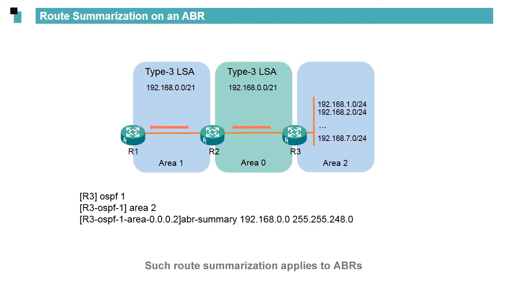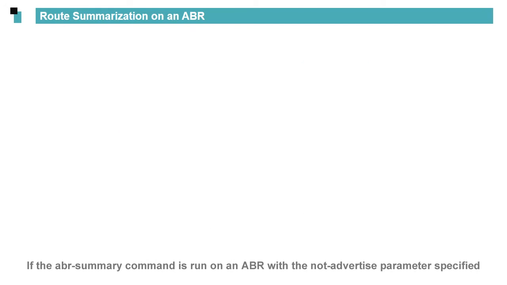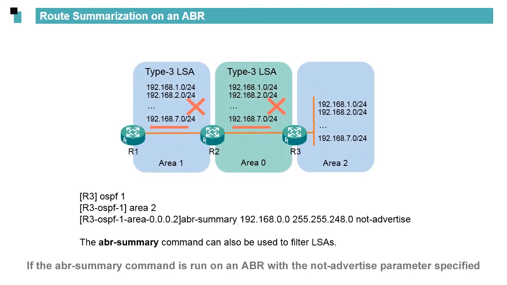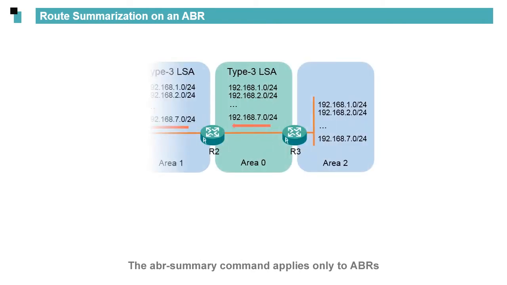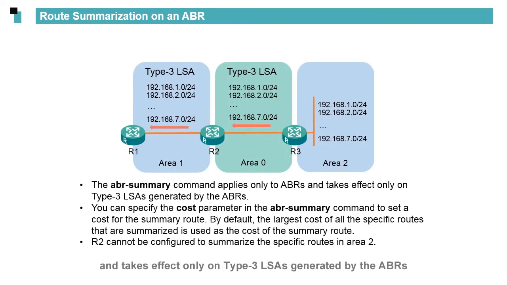Such route summarization applies to ABRs. If the ABR summary command is run on an ABR with the not advertised parameter specified, the ABR does not advertise the summary route or specific routes to OSPF. In this case, this command can be used to filter LSAs. The ABR summary command applies only to ABRs and takes effect only on Type 3 LSAs generated by the ABRs.